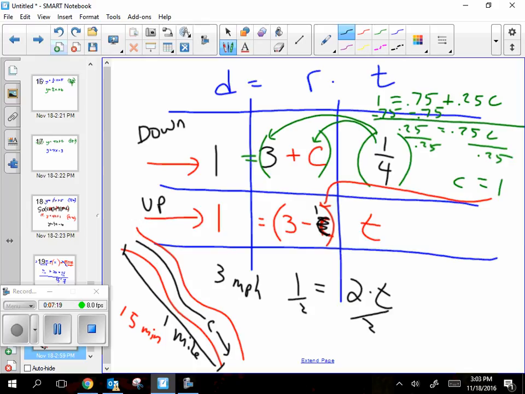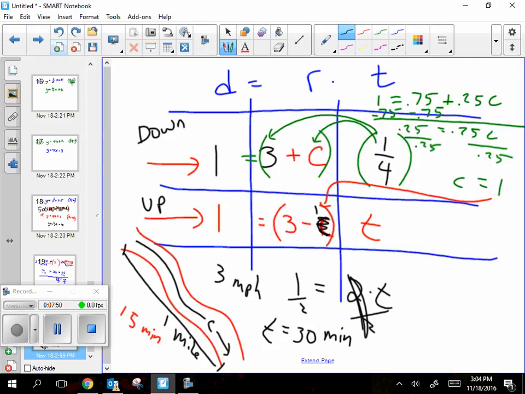Divide by 2. And sometimes, again, you get lost on what this means. t is a half. A half of a what? Well, this is in miles per hour, and t is a time. So it's a half in terms of hours, so it's a half an hour. That means the time would be 30 minutes. Kind of surprised me that it takes twice as long to paddle up the stream as opposed to down the stream. But that's the math behind it.